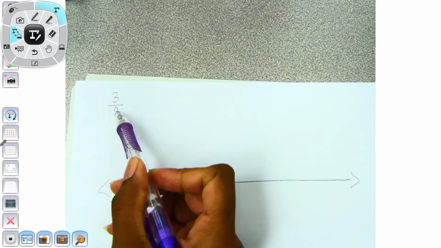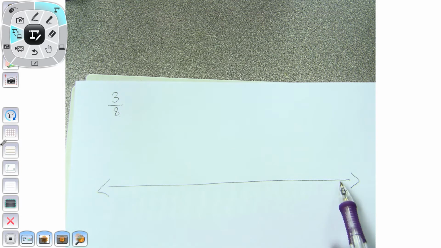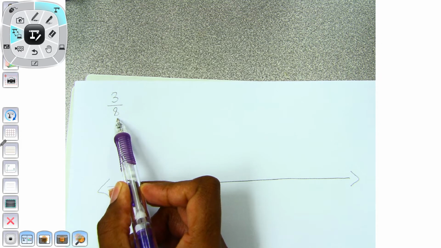Now, if you remember from Mrs. Rome's lesson about putting numbers on a number line, you know first what you have to do is partition this number line in the correct number of pieces. Since this denominator is 8, that means I need to evenly partition this number line into 8 pieces. Now, this one's going to be easy because 8 is an even number.